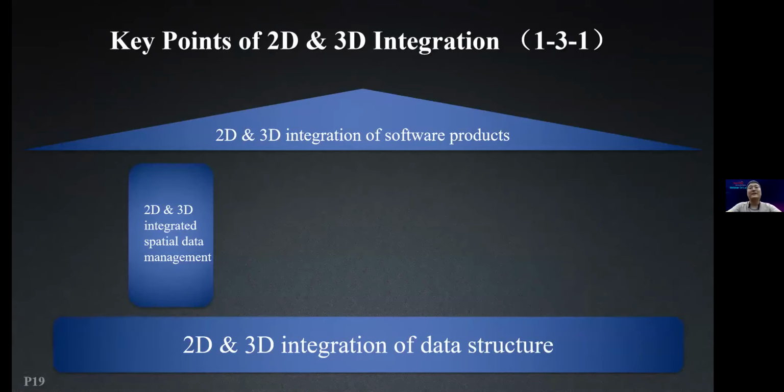The first one is 2D and 3D integration of data structure. And the last one is 2D and 3D integration of software products. In the middle, there are three main features to support 2D and 3D integrated GIS. The first one is 2D and 3D integrated spatial data management. That means the 3D model data storage and the 2D spatial data storage.